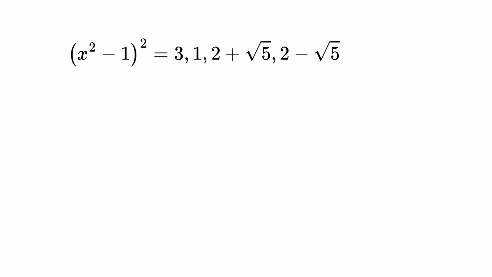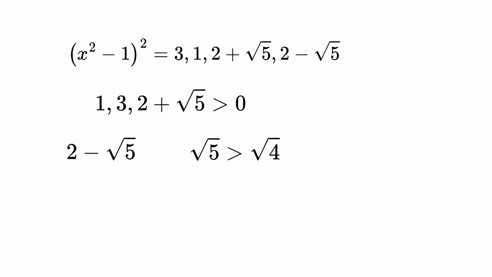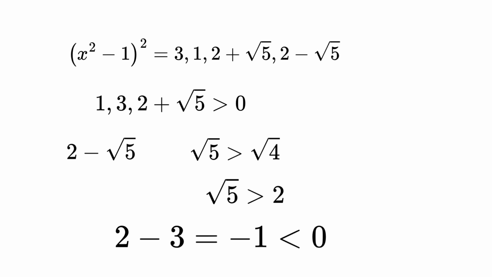But we want only the real solutions, so since the square of any number is non-negative, we have to take only the non-negative values. So the values 1 and 3 and 2 + root 5 will be greater than 0. Now take 2 − square root 5. Root 5 will be greater than root 4, so root 4 is 2. Now root 5 will be greater than 2. Take 3 in place of root 5, then we get −1, which is less than 0. So 2 − square root 5 is negative, and the square of a number can't be less than 0, so it is a complex case and we shouldn't take it into account.